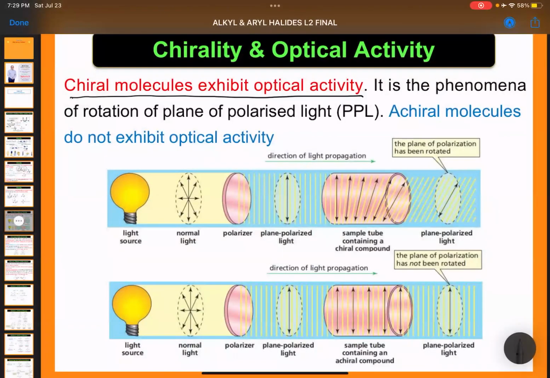So it changes the plane of polarization of light. Yeah, exactly. So optical activity is a phenomenon of rotation of the plane of polarization of light.